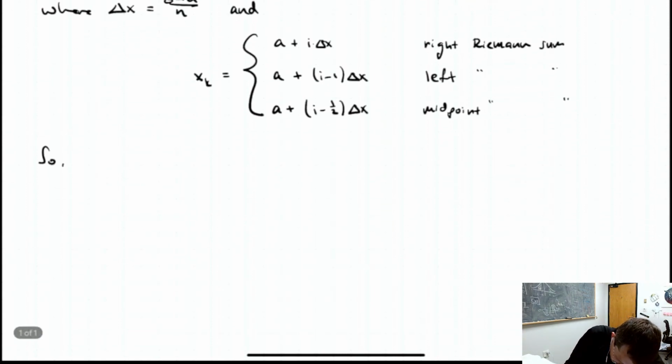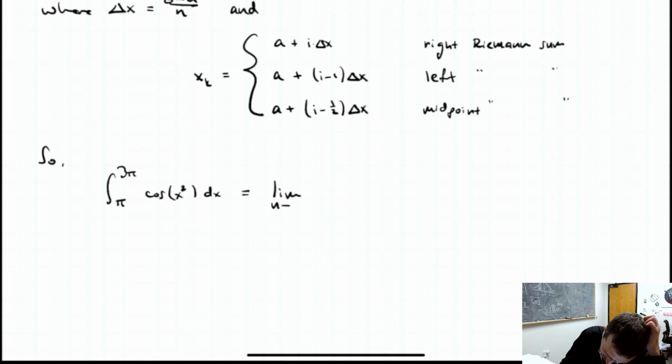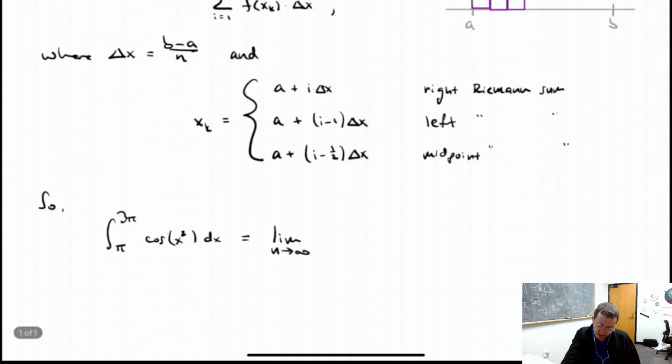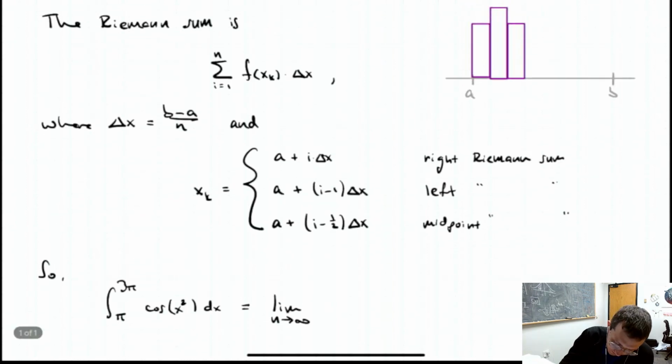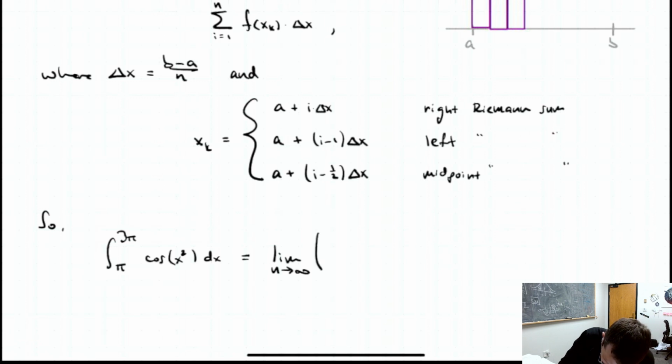Okay, so the integral that we were looking at was the integral from pi to 3 pi of cosine of x squared. To get an integral, we don't just take the Riemann sum, we take the limit of that Riemann sum as the number of rectangles goes to infinity. So I'm going to take the limit as n goes to infinity of this Riemann sum.